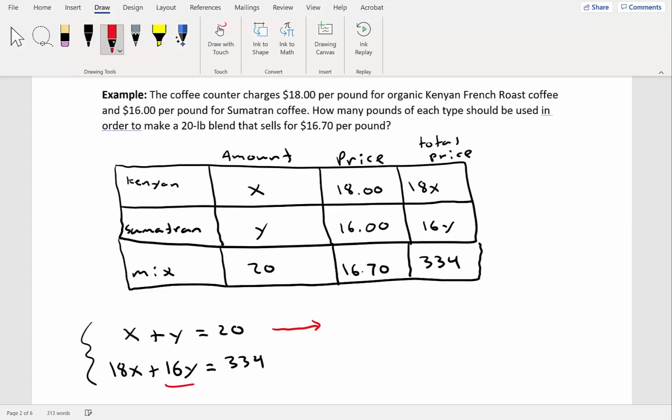Since the bottom equation has positive 16y, I want the top to have negative 16y. So we're going to multiply this by negative 16. The bottom equation we don't have to multiply by anything. So we have negative 16x minus 16y equal to negative 320. Then our bottom equation we didn't change.